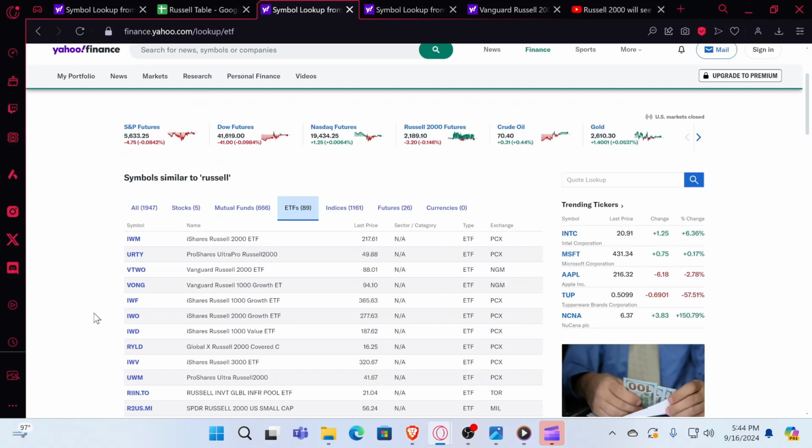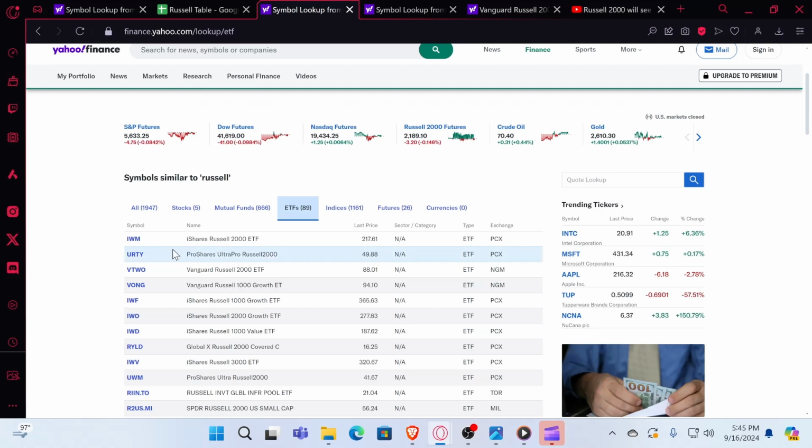This is similar from Yahoo in Russell, and you could see I go over to the ETFs. You've got a few right at the top here. We've got ticker symbol IWM, which is an iShares Russell 2000 ETF, and we've got ticker symbol VTWO, which is a Vanguard Russell 2000 ETF from Vanguard. There's others here too, ProShares Ultra Pro. You've got Russell 2000 Growth, and some of these others that you can explore yourselves. But we're really going to focus on IWM and VTWO, the Russell 2000.